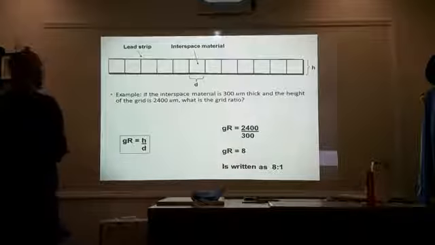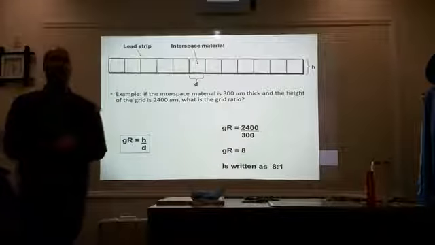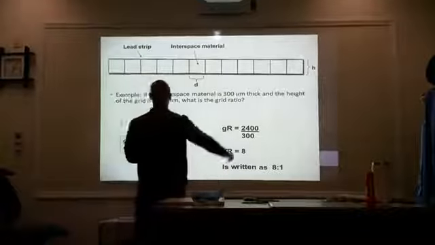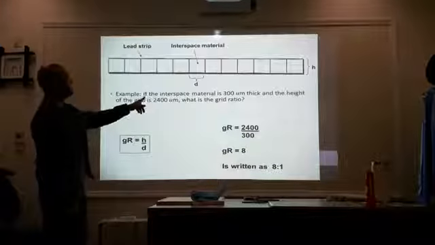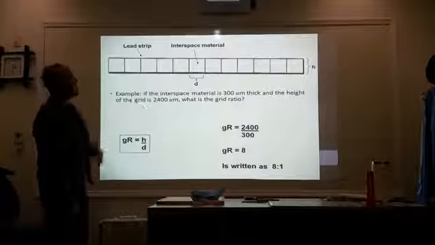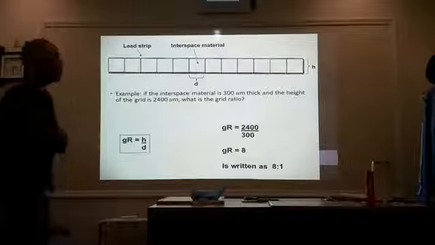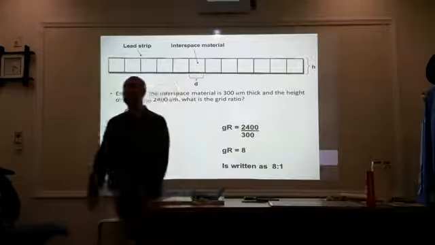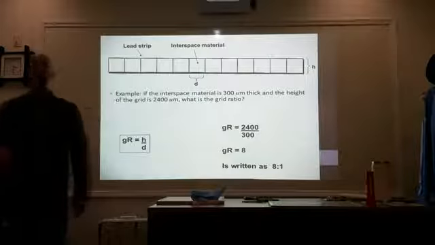So here's an example of how we find grid ratio. It is the height over the distance between them. The height is 24 micrometers, and the distance between them with interspace material is 300 micrometers. Simple division. Our grid ratio is going to be 8, written as a ratio 8 to 1. Well, what does this number mean?